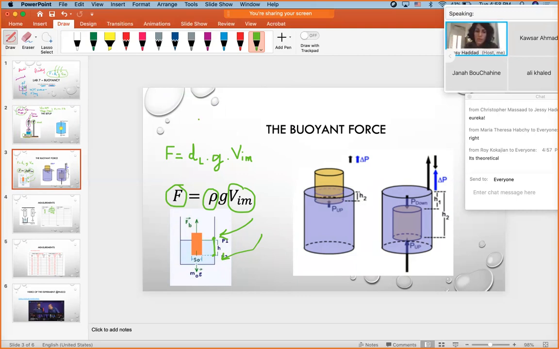But how would you find the density of the liquid? We don't know the liquid that we are using. It's tap water.